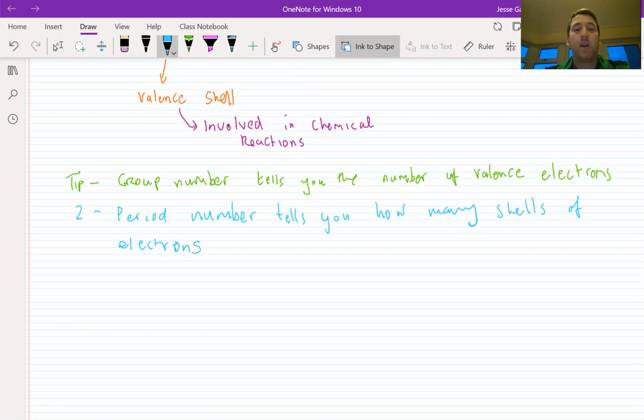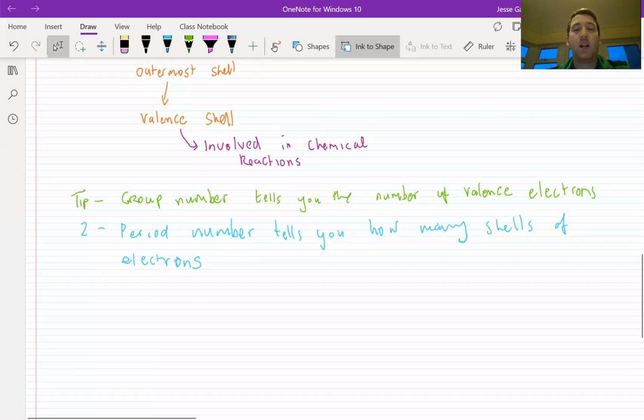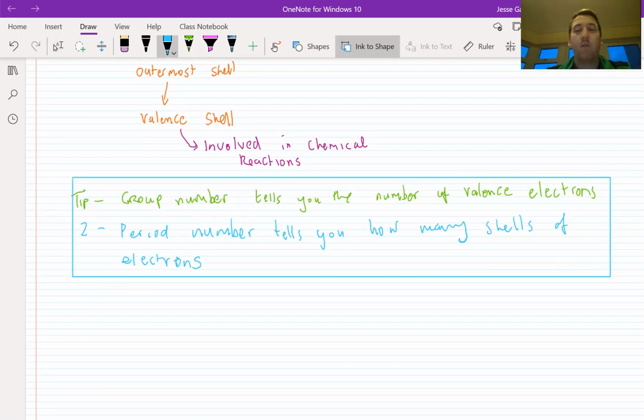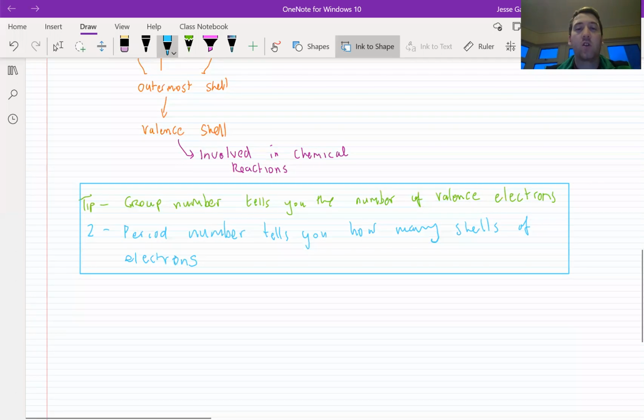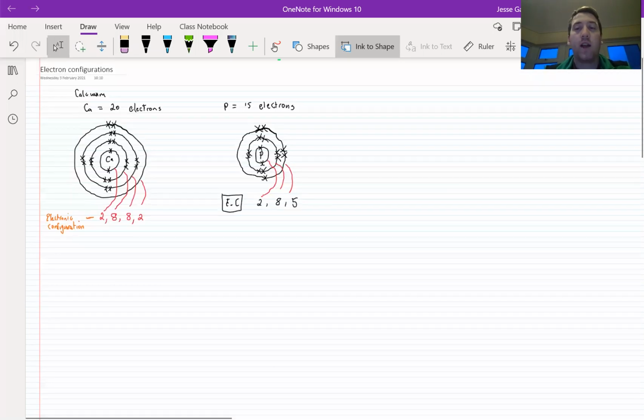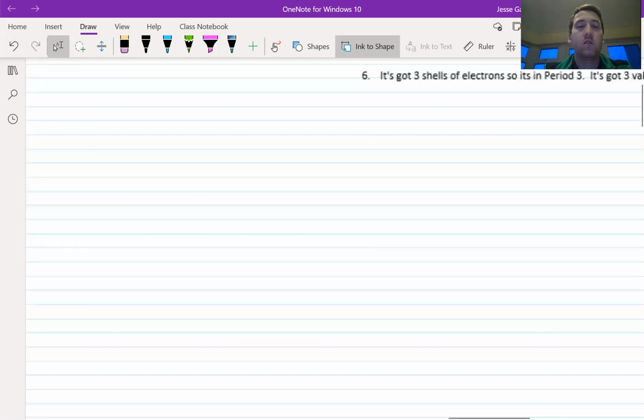Okay, so the period number tells you how many shells of electrons there are. So pause the video, take down tip 2. All right, these are really important tips for helping us to navigate the periodic table in a really quick, shortcut way. So they really are going to help you to quicken your thinking when you're thinking about the structure of atoms. So what we're going to do now is we're going to go up and we're going to practice one more little set of questions.